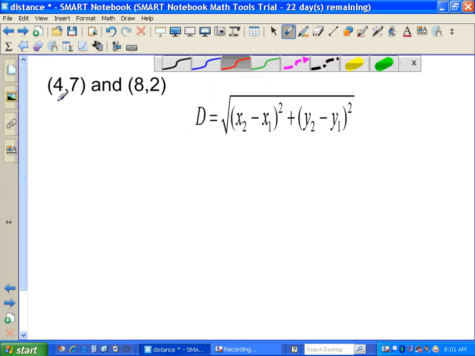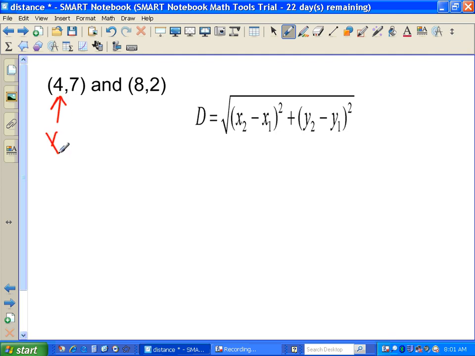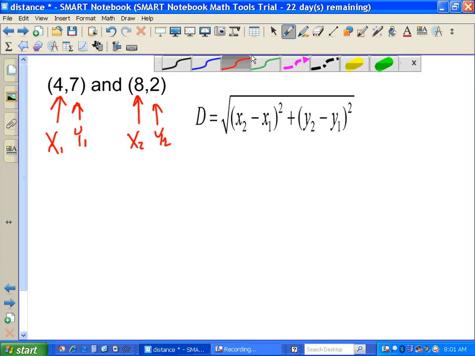Okay, so we're trying to find the distance between (4, 7) and (8, 2). Here's x1 and y1. There's x2 and y2. It doesn't matter which one you label; you want to call this x2, y2. It doesn't make a difference. The numbers don't know where they're written on the board. You're going to get rid of the red pen, go to a blue pen.